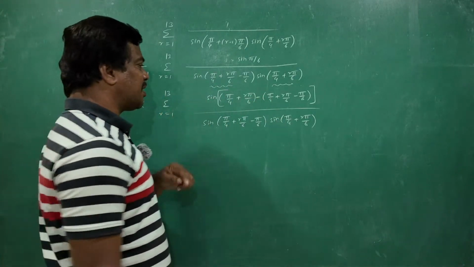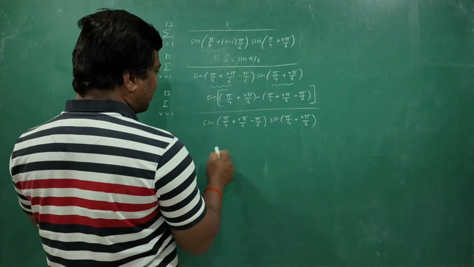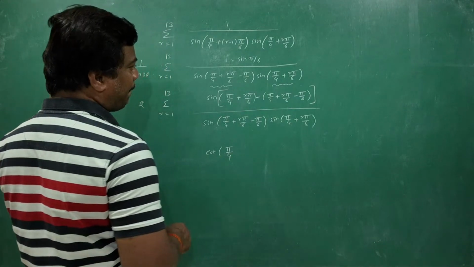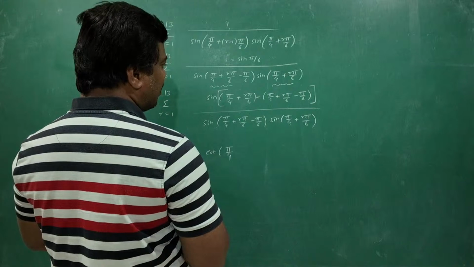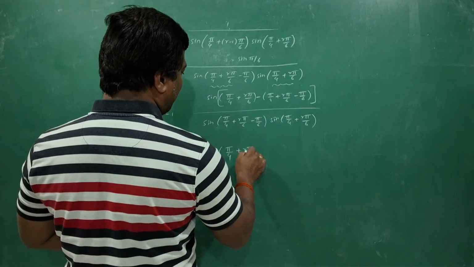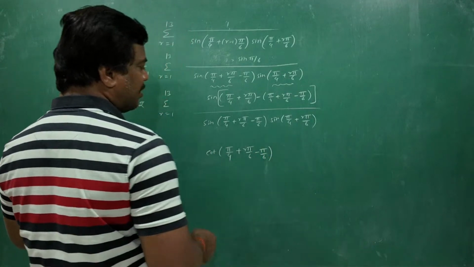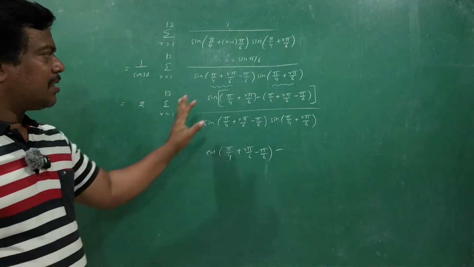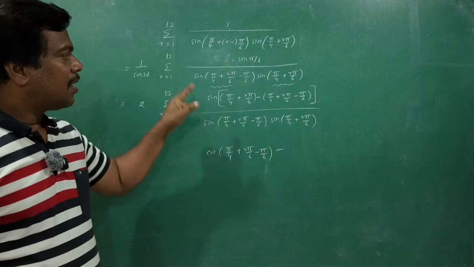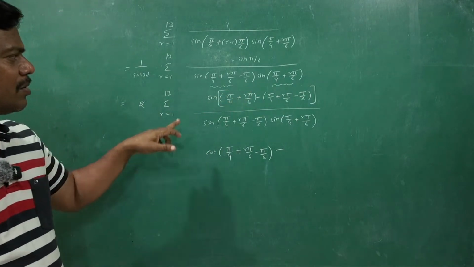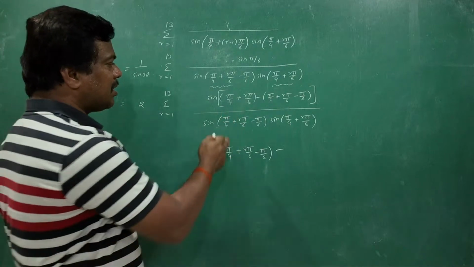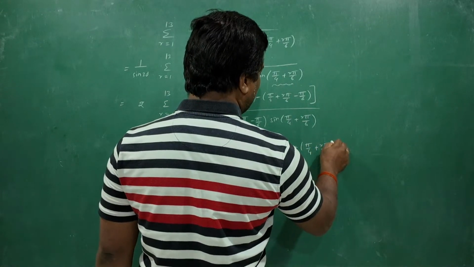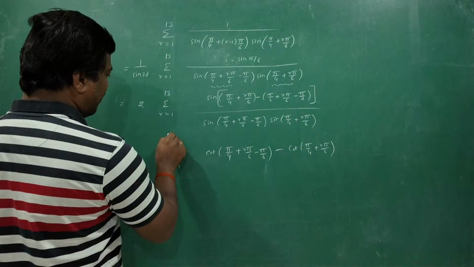You will get sin a cos b minus cos a sin b. Here these two terms cancel. You will get first term, sin a cos b, so cos of pi by 4 plus r pi by 6 minus pi by 6 you will get. Next, in between them you will get minus. Next term in sin a minus b, cos a sin b, so this term will get cancelled. You will get cot of pi by 4 plus r pi by 6. Summation r from 1 to 13, outside 2.